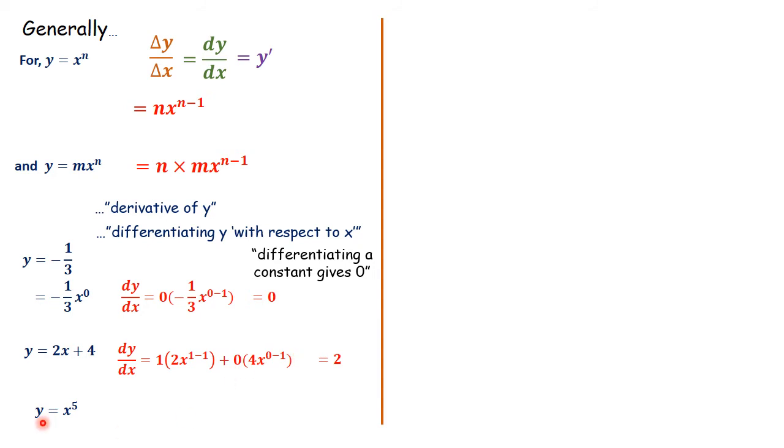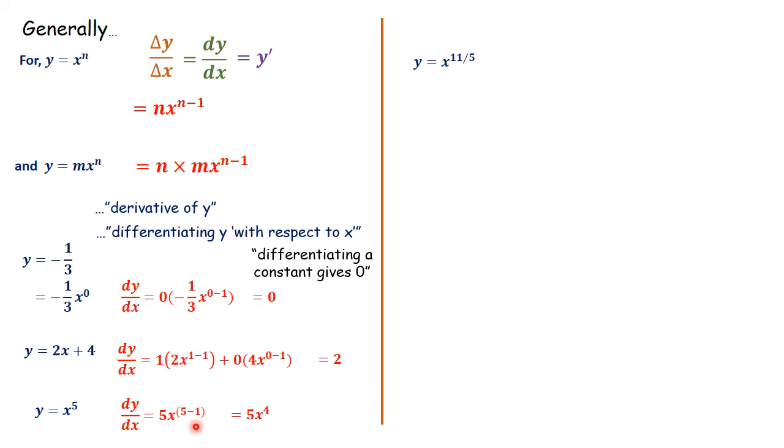We have y equals x raised to power 5. How do you operate this? This is essentially like the first case here. We said we would multiply everything by 5 and reduce the power of x by 1 from 5 to 4. Therefore, dy/dx will be 5x raised to power 5 minus 1, which is 5x raised to power 4. Please master that.